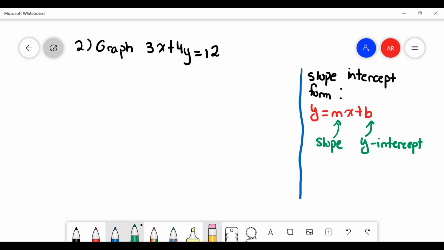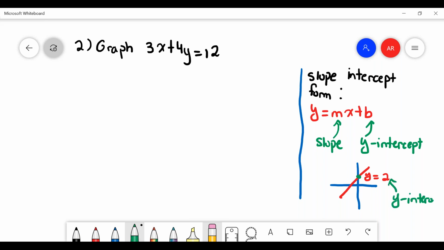If you're not familiar with what a y-intercept is, let me quickly draw a rough sketch of a line here. The y-intercept is the point where this line touches the y-axis, which is the point I've marked with a green dot. Say this red line touches the y-axis at 2. Then the y-intercept is y equals 2. That is the y-intercept of this line.